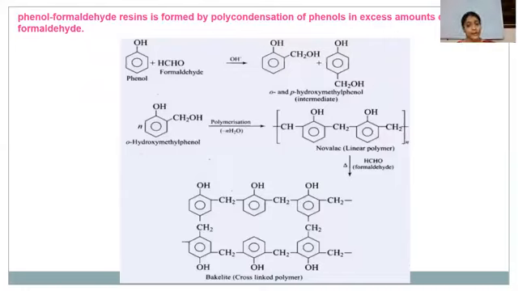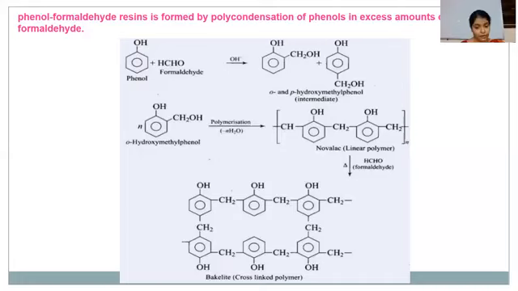When ortho-hydroxybenzyl alcohol or ortho-hydroxymethyl phenol undergoes polymerization, it forms a linear polymer, and this linear polymer is known as novolac. When this novolac is treated with excess of formaldehyde at high temperature, then this linear polymer undergoes cross-linking polymerization and is converted into a cross-linked polymer that is known as bakelite. Bakelite is also known as phenol formaldehyde resin, which is formed by the polycondensation of phenol with excess of formaldehyde at high temperature.